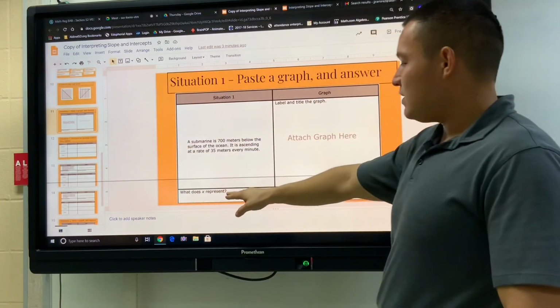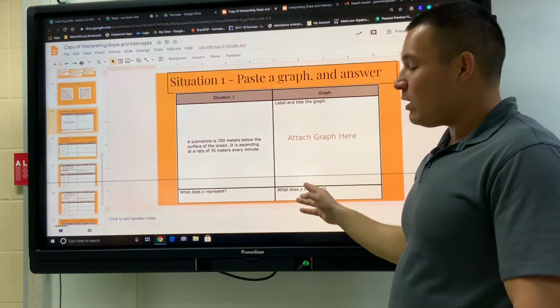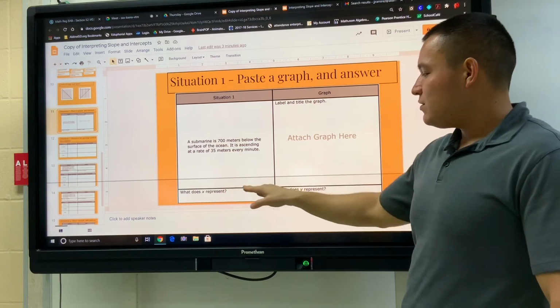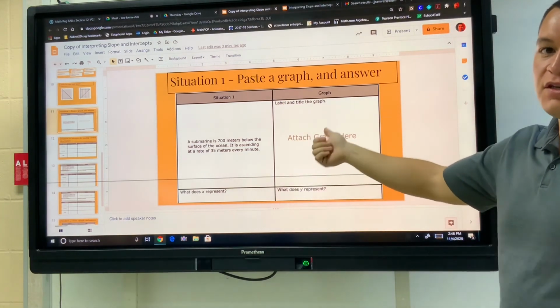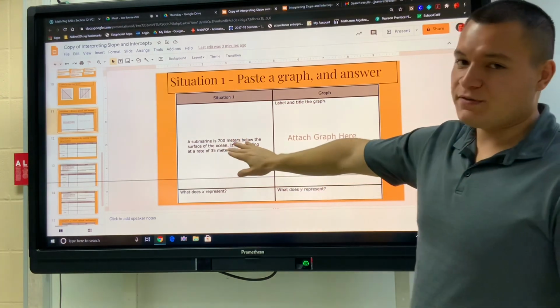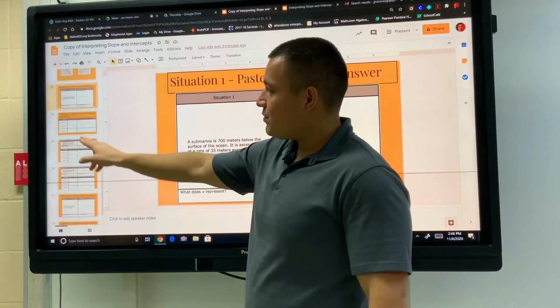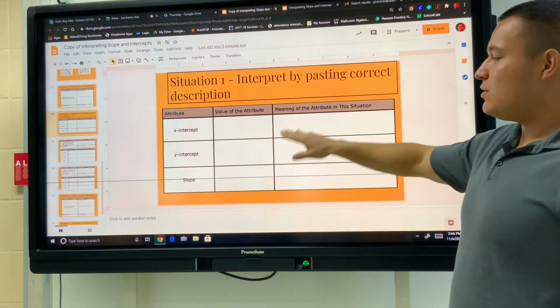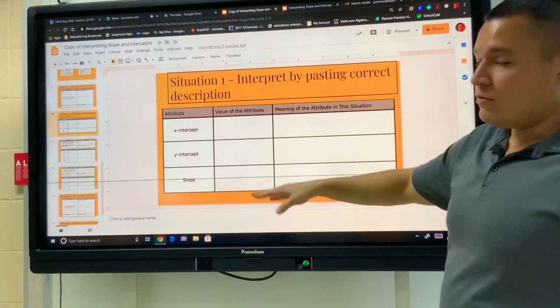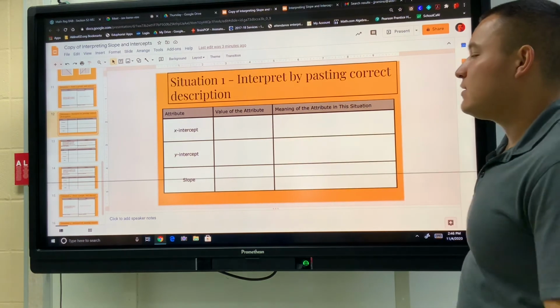The question wanted what does X represent, what does Y represent. So these 2 answers you will have to answer with a text box based off of what you put in here for the graph and what's right there. Those other parts that we just read that had to do with the submarine, those are going to go here, and you'll, I think, type in the coordinate.